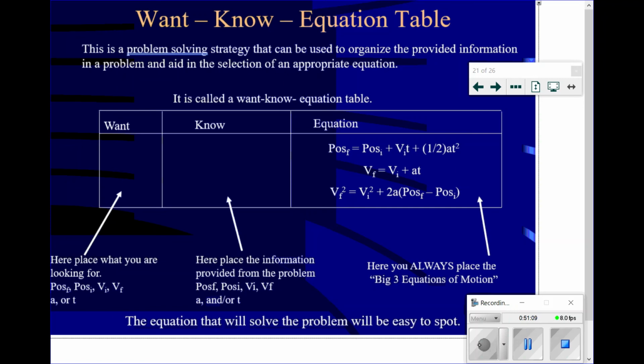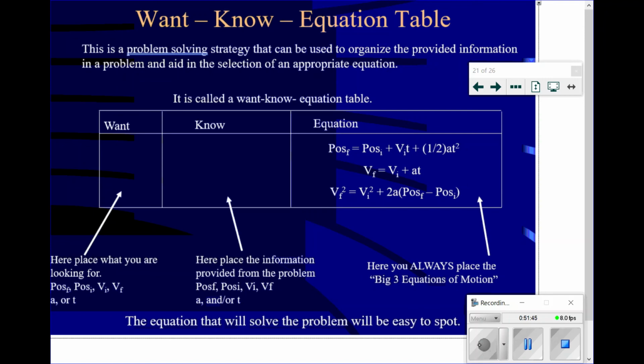Then identify the stuff that you know. This is information that they give you or information that you might already know because of the situation. Again, this would be positions and velocities, times, accelerations. Then you have your big three equations, and you're going to just focus on which equation answers what you want. So if you are looking for, let's say, time, I would not want to look at the time independent formula. I would just simply ignore that one and look at the other two.